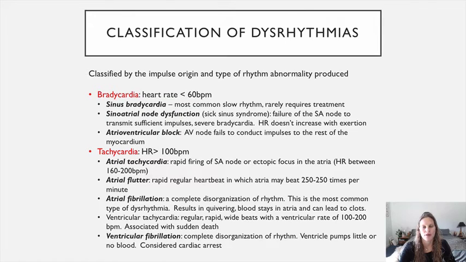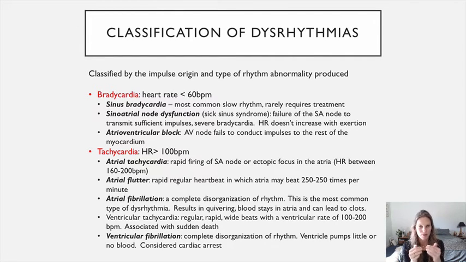So you can see there that the heart rate in atrial tachycardia is up quite high, somewhere between 160 to 200 beats per minute. Atrial flutter is a very rapid and regular heartbeat, in which the atria are beating somewhere around 200 to 250 times per minute. An even more dangerous situation is something called atrial fibrillation, which is essentially a completely disorganized rhythm.